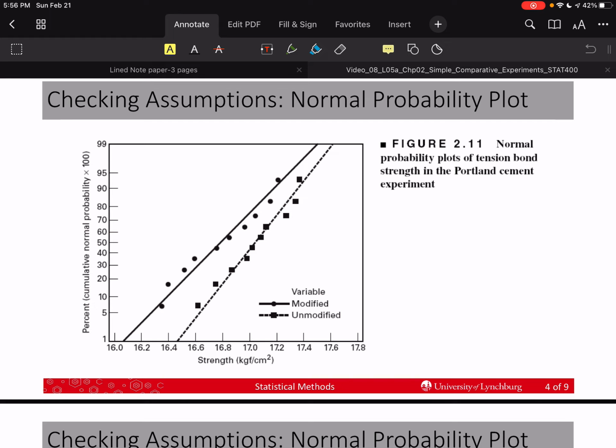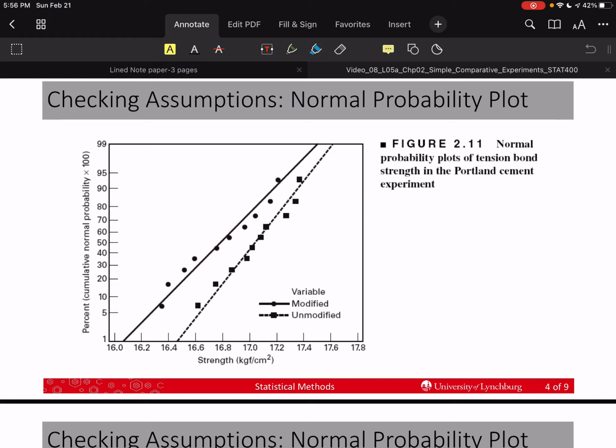And the assumptions that we have for the two-sample test, whether we know the variances or don't know the variances, whether the sample sizes are small or the sample sizes are large, the assumption is that each of the samples has a normal distribution. So we have to check the normality of each sample.